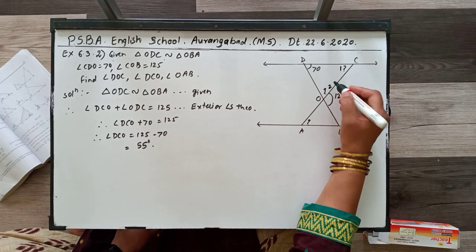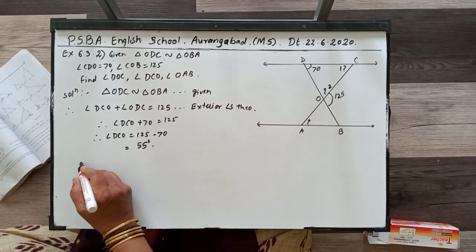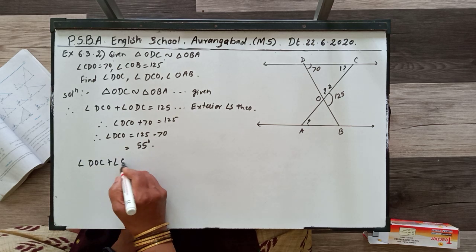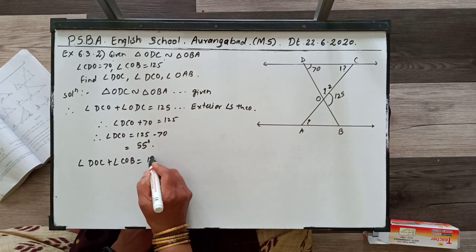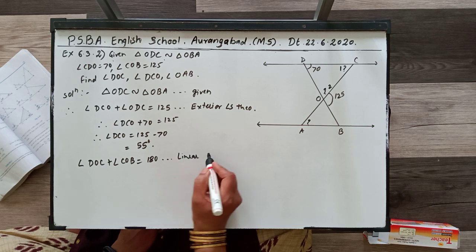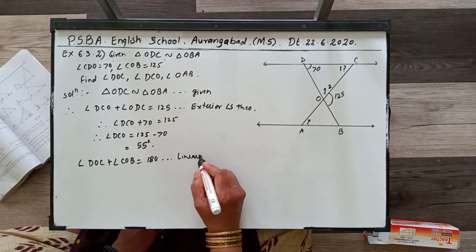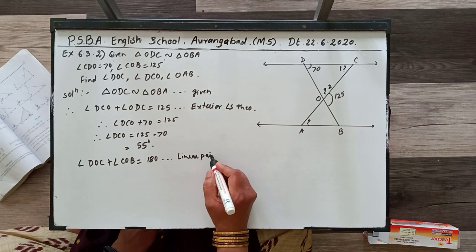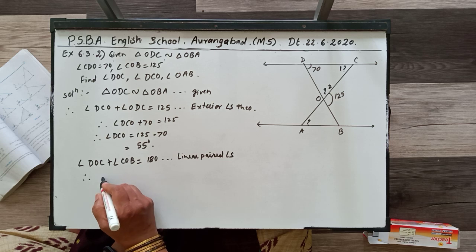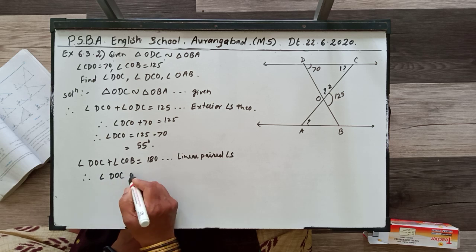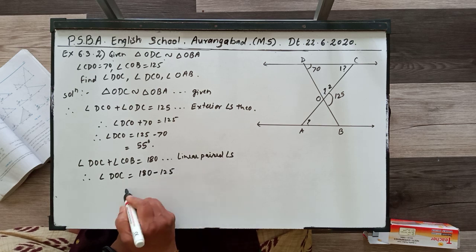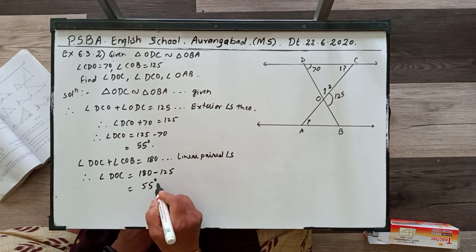Correct? Now angle 2, here we are going to write angle DOC plus angle COB is equal to 180. Reason will be linear paired angles. Therefore, angle DOC is equal to 180 minus 125, that comes to 55 degree.